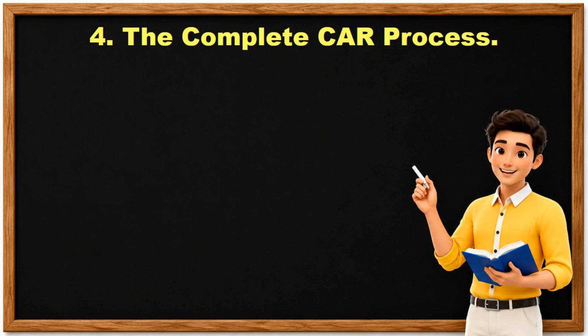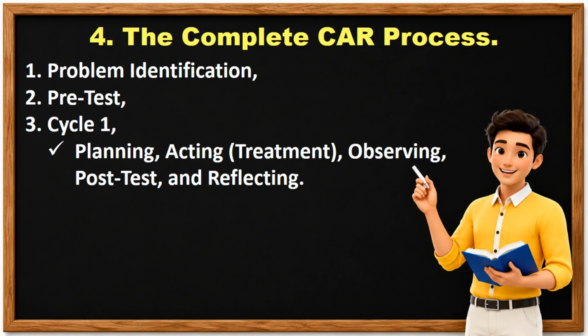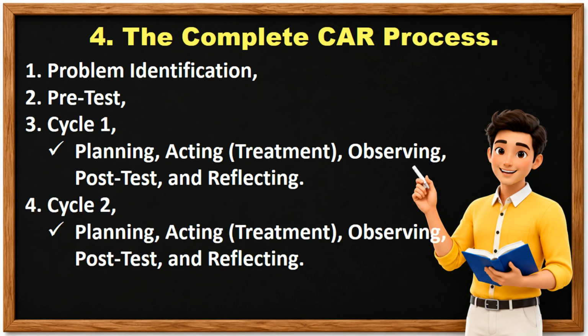4. The complete CAR process. Many beginners think CAR only consists of planning, acting, observing, and reflecting. Actually, in most educational CAR studies, there are additional components. 1. Problem identification. 2. Pre-test. 3. Cycle 1: planning, acting, treatment, observing, post-test, and reflecting. 4. Cycle 2: planning, acting, treatment, observing, post-test, and reflecting. This is the complete process commonly used in schools and universities.